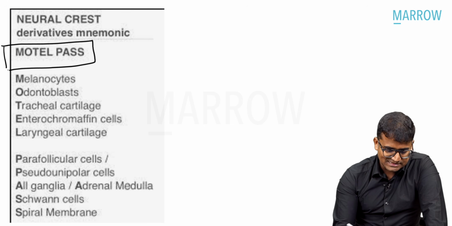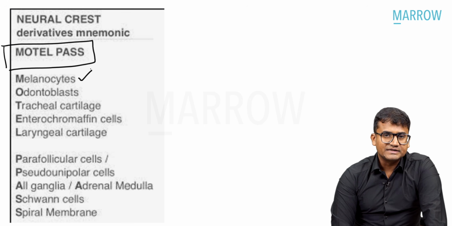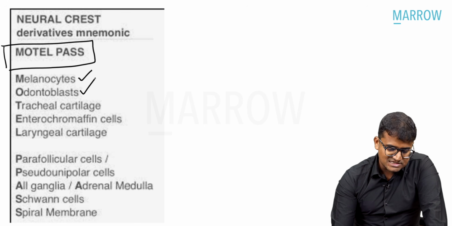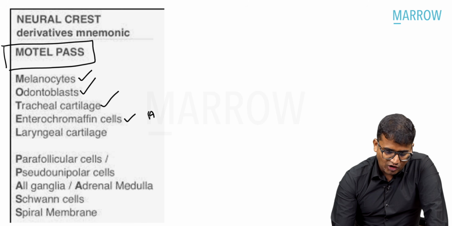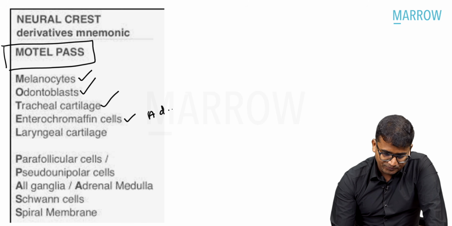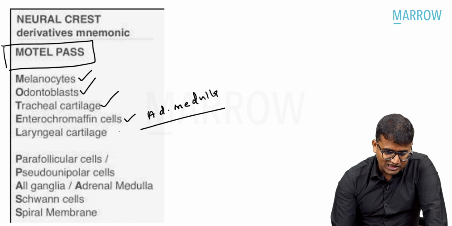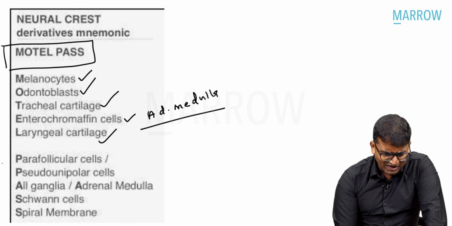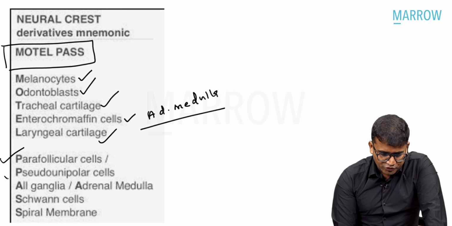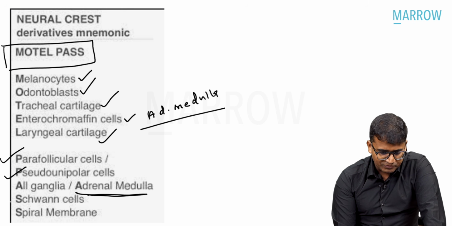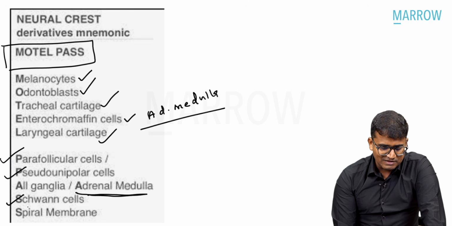I told you MOTEL PASS is a mnemonic for the derivatives of the neural crest cells. What is M? Melanocyte. O, odontoblast. T, tracheal cartilage. E, enterochromaffin cells. L, laryngeal cartilage. Parafollicular cells. Pseudo-unipolar cells. All the ganglions including adrenal medulla, Schwann cells and the spiral membrane.